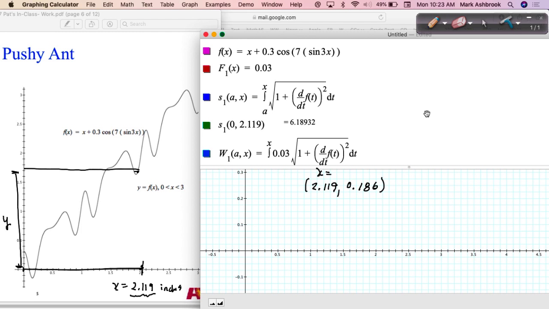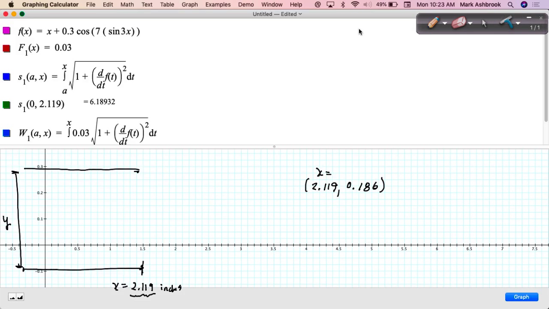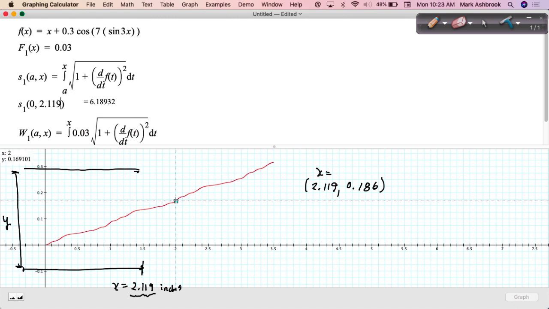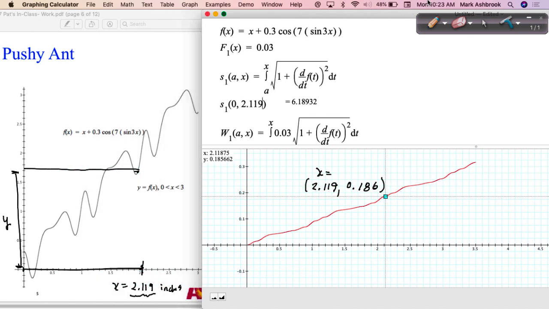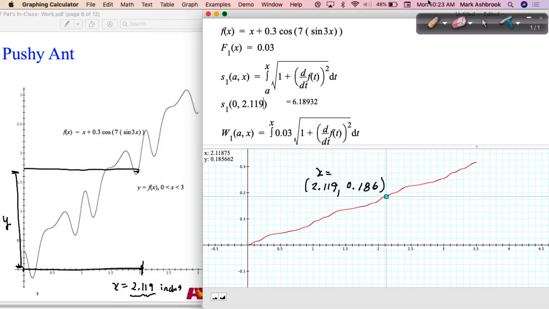Okay, so now, again, let's go back, so we're all doing this right now. Find the 2.119 again. There it is right there. So now, again, interpret this point on the work graph. What exactly is that 2.119 comma 0.186? Because you all told me that 2.119 was how far the ant had pushed along the arc. So instead, what is the meaning of this point?